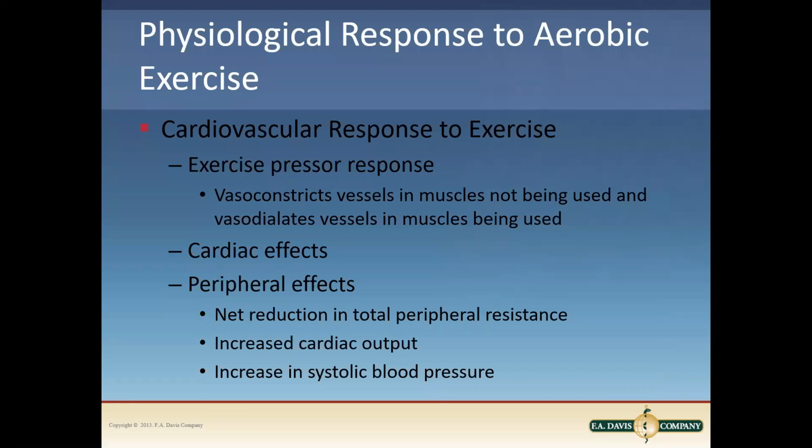Peripheral effects, net reduction in total peripheral resistance. So out at your periphery in your arms and your legs, the actual resistance in your cell walls decreases to allow that food, the energy transfer to happen faster and the oxygen transfer to happen. Cardiac output goes up and your systolic blood pressure should go up.